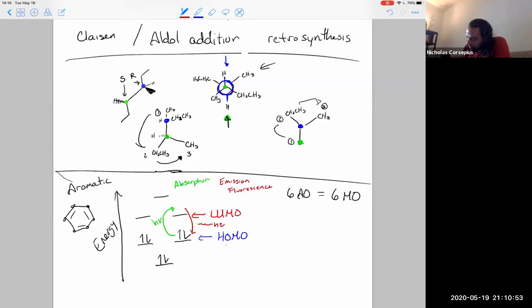But that's really what I think you'll see HOMOs and LUMOs. The context that you'll see them in is usually a qualitative description of what's going on when you're talking about absorption.